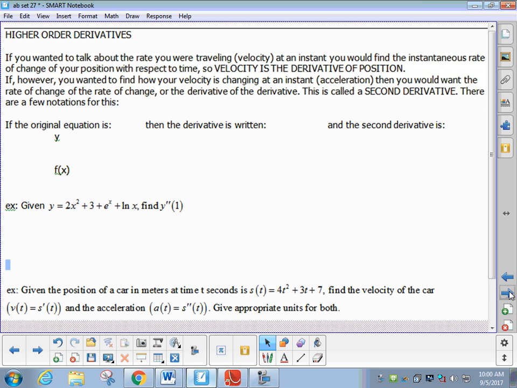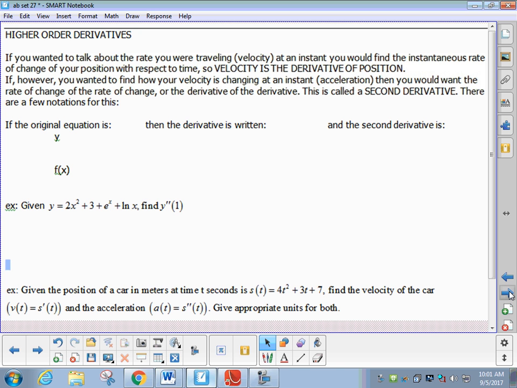Higher order derivatives. You do higher order derivatives a lot, but let's start with a physics application. If I want to talk change in position with time, that's velocity. How far I went in a time frame. If I did that over a time interval, that's delta x over delta t, change in position over a time interval. But if I wanted it at an instant, then I would find the derivative, yeah? X prime, or s prime of t. So, velocity is the derivative of position, right?